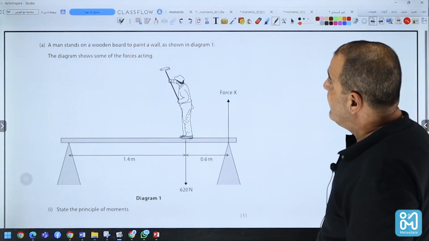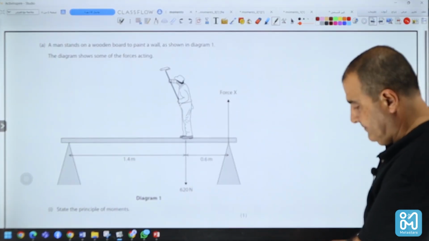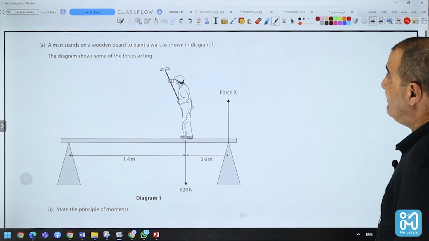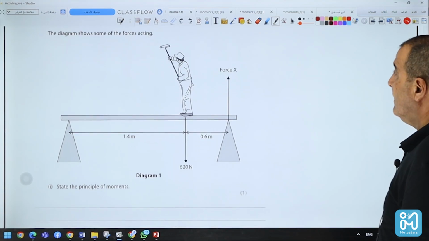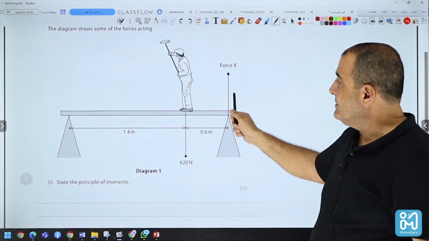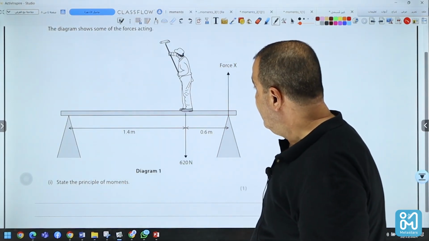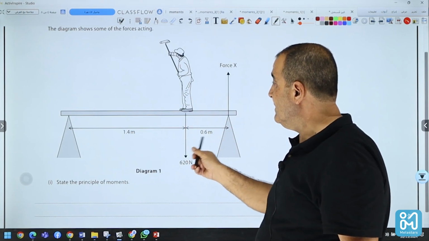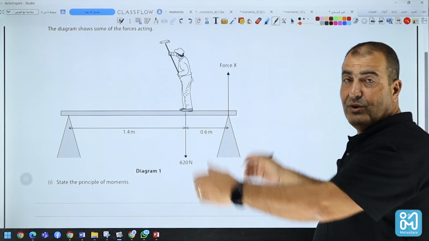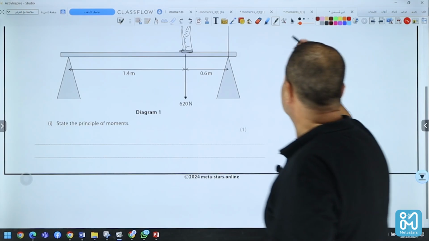This is another question. A man stands on the wooden board to paint a wall as shown in the diagram. The diagram shows some forces acting. What are these forces? This is the 620 Newton of the man, force X which is up, and there is a force at the other support. The distance from the pivot of the man is 0.6 and the other side is 1.4. The total distance between the two supports is 2 meters. State the principle of moment. What is the principle of moment?